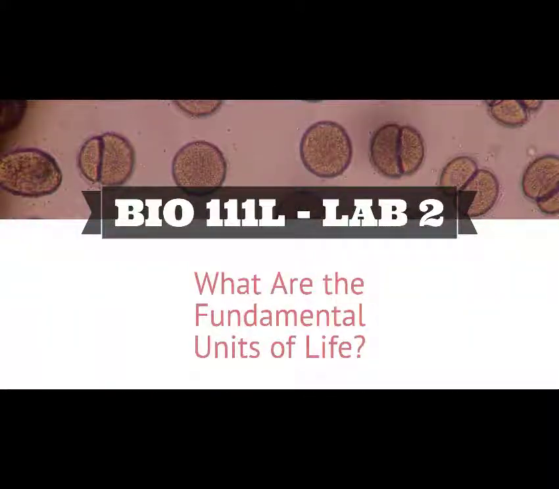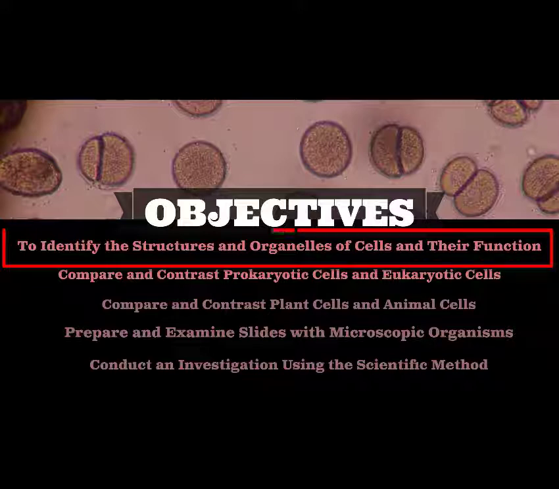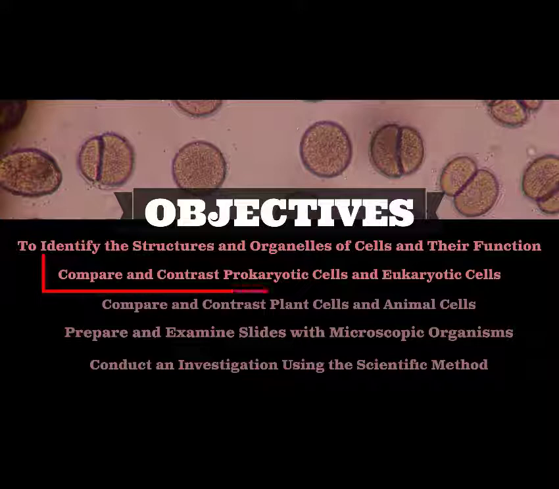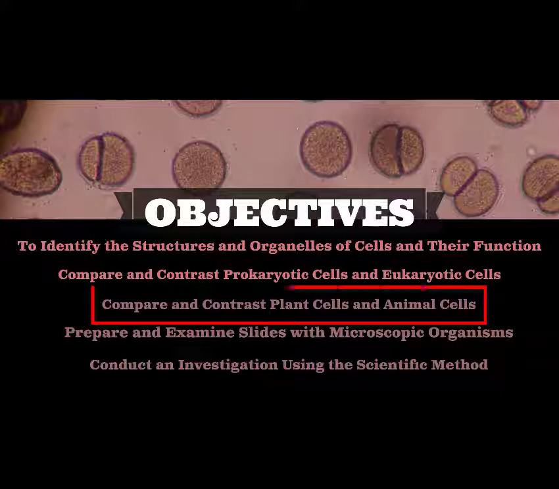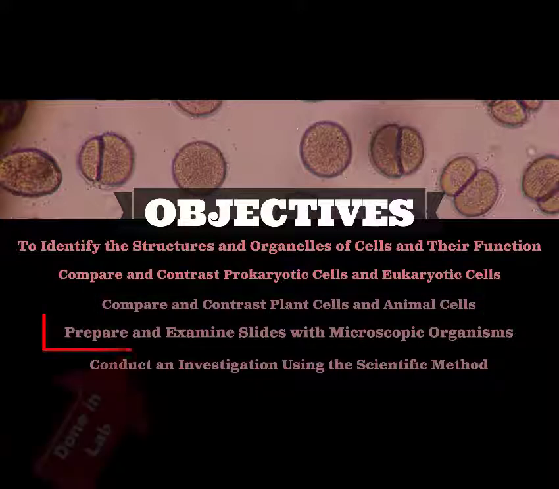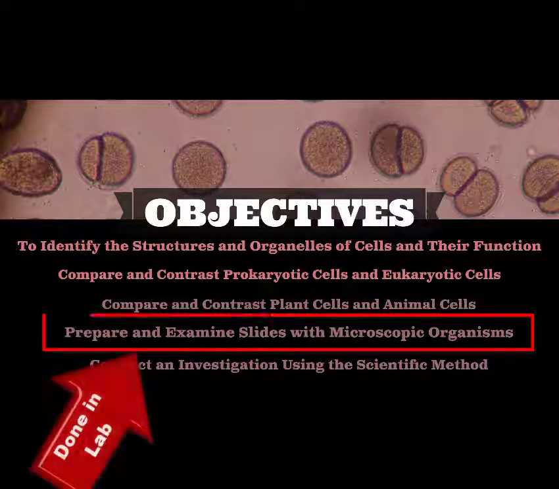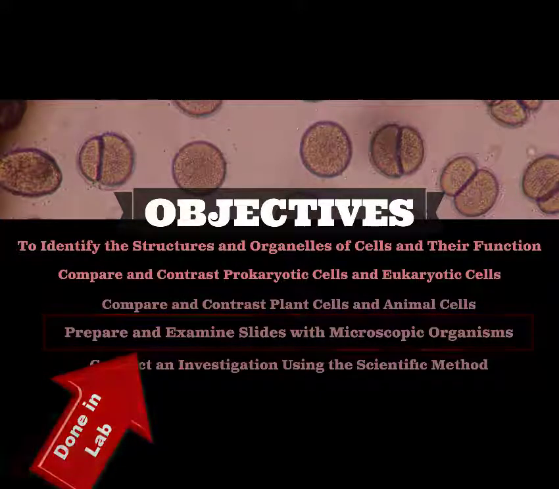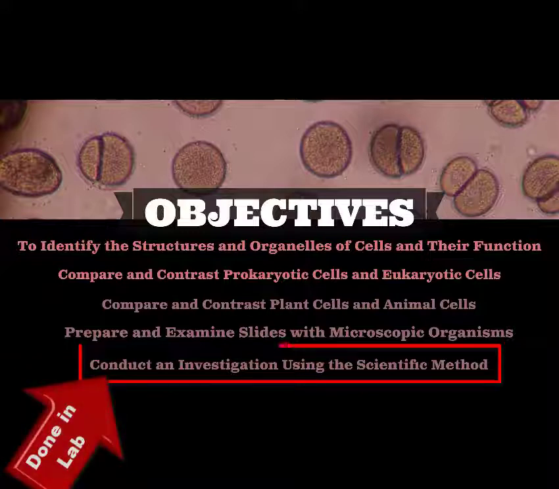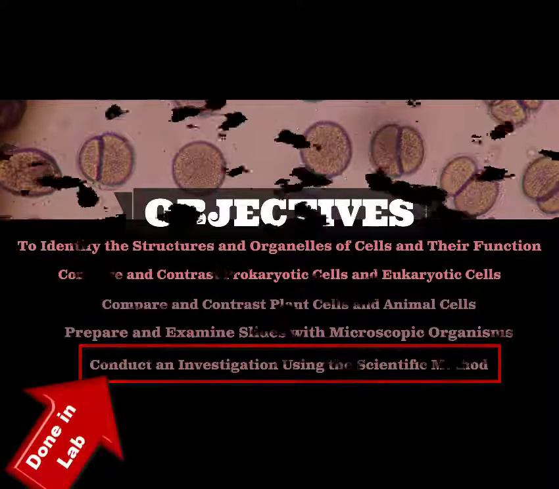Bio 111L, Laboratory 2. What are the fundamental units of life? Objectives: to identify the structures and organelles of cells and their function, to compare and contrast prokaryotic cells and eukaryotic cells, to compare and contrast plant cells and animal cells, to prepare and examine slides with microscopic organisms, and to conduct an investigation using the scientific method.